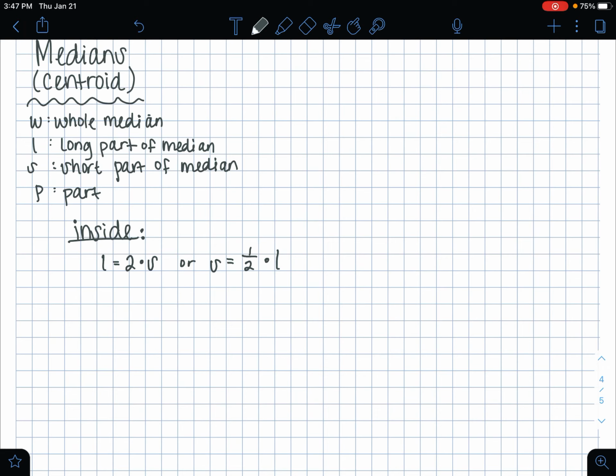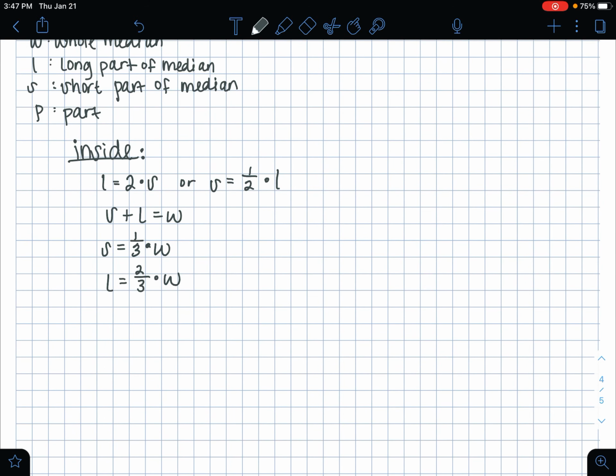Another equation you can use is that the short side plus the long side equals the whole median. And then another one: to figure out what the short side is equal to, if you only know the whole median, you multiply the whole thing by 1/3. If you need to know the long side, you multiply the whole median by 2/3. That's pretty much it.